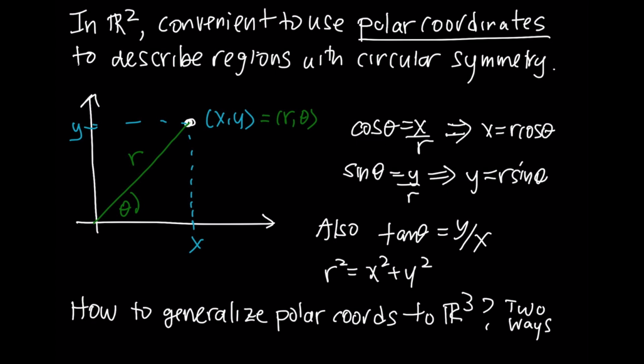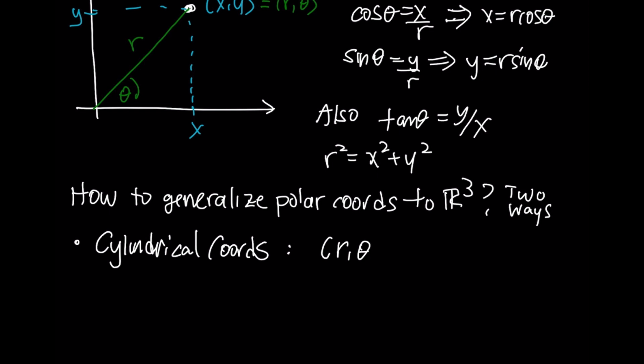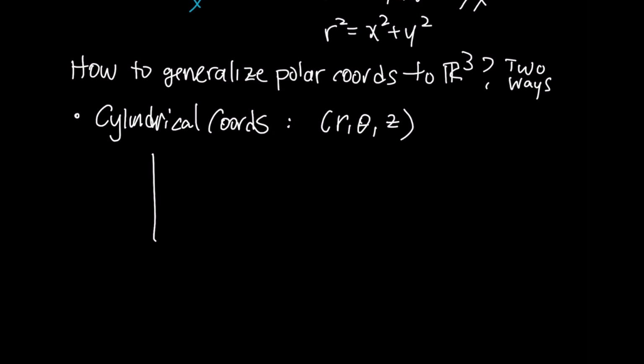It turns out that there are two ways by which we can do this, and in this set of videos, we're going to talk about the first way. This first generalization is called cylindrical coordinates. Now, in cylindrical coordinates, we simply take the r and the theta that we defined in polar coordinates and extend it by adding a third coordinate, which is just the z variable.